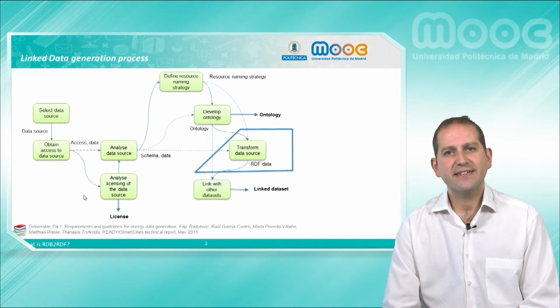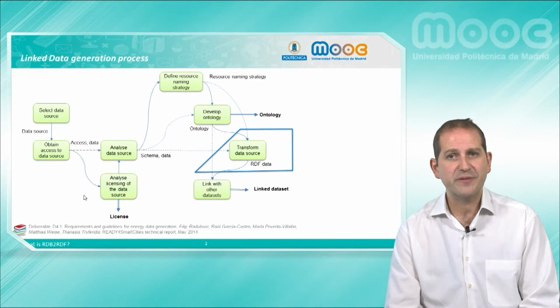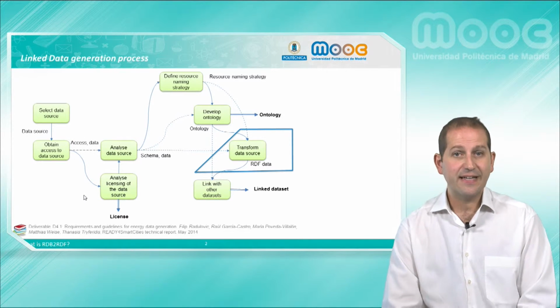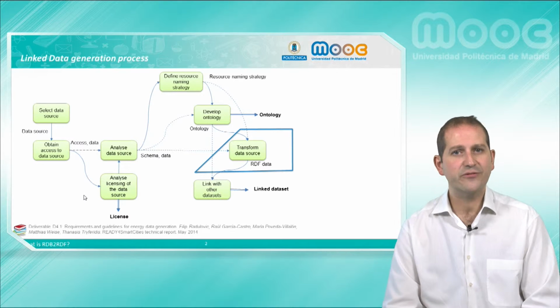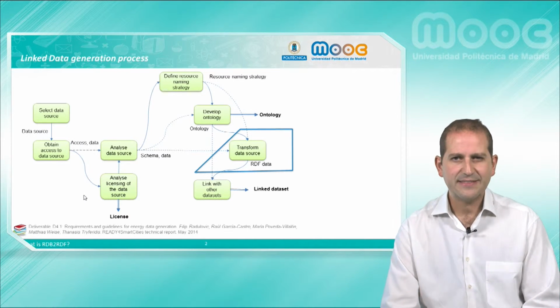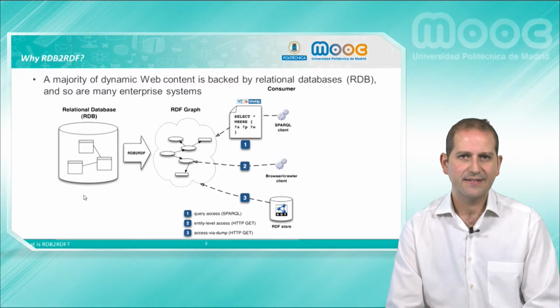Coming back to the linked data generation process that we were discussing in the previous module, the material that we present in this module fits into the step of transforming the data source. That is, we want to extract data from the relational database and make it available as RDF. Let us see the different alternatives that we have for this RDF generation process.